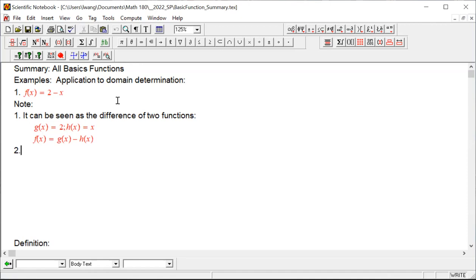What are the other perspectives? The other perspective, if you remember, you learned y equals mx plus b. This is a linear function. So this case is actually a linear function in what way? Our function here is basically y equals negative x plus 2. So it's a linear function.